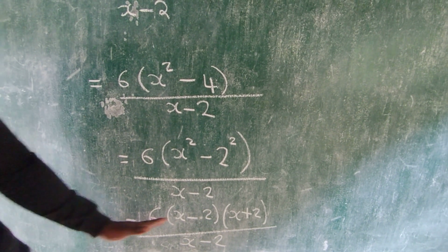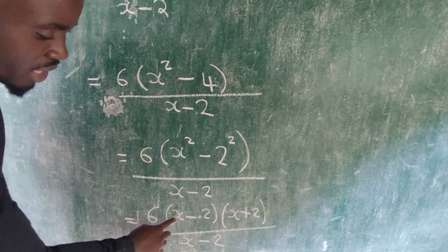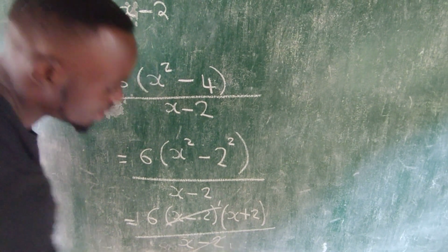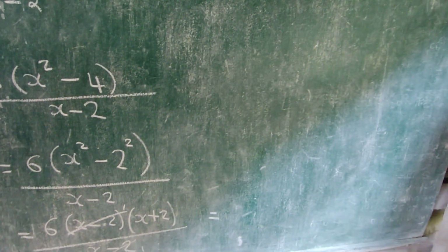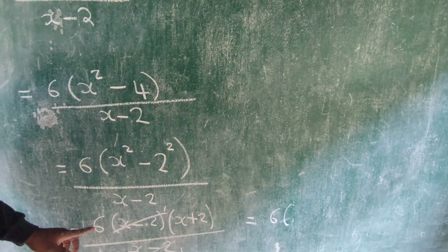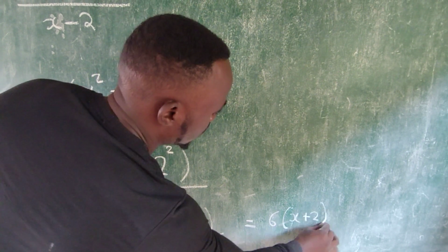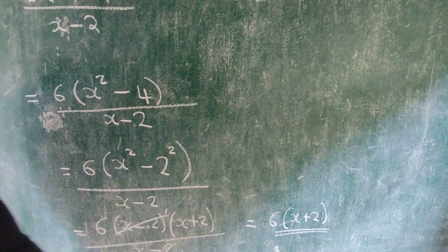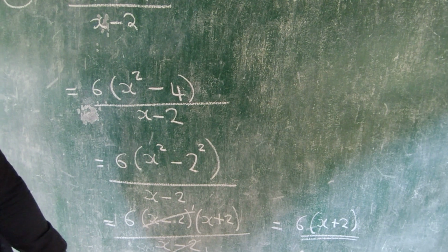So you can see there is something that is common on top and down. You have x minus 2, x minus 2. There you get a 1, even here a 1. Meaning we are going to remain with, as our final answer, 6 open bracket x plus 2, we close. So this is our answer. We have simplified. So we have answered our question A.